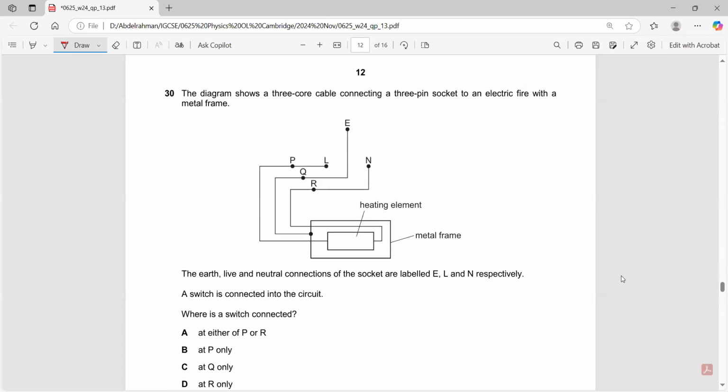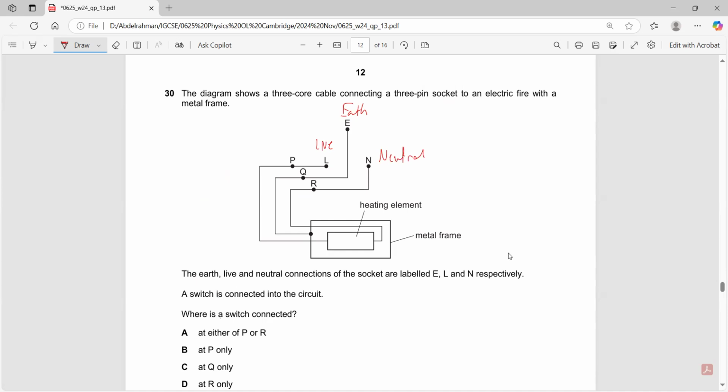Question 30. Diagram shows a three-core cable connecting a three-pin socket to an electric fire with a metal frame. The earth, live, and neutral connections of the socket are labeled E, L, and N. So this is the earth wire, this is the live wire, and this is the neutral wire. A switch is connected.